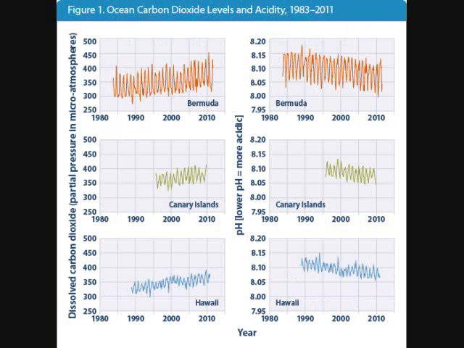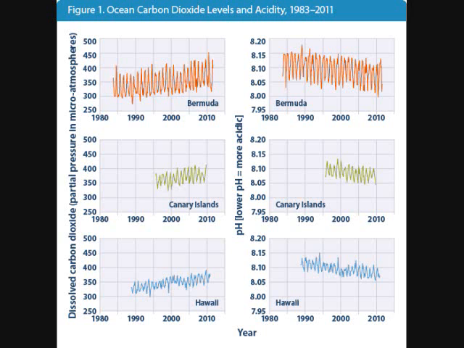Now this last ocean indicator is the dissolved carbon dioxide in the ocean water. What's happening is, as the carbon dioxide in the air increases, more carbon dioxide is dissolved into the ocean water. And they've got two measurements here. This only goes back to 1983. On the left is carbon dioxide in the water, measured I'm not quite sure how, and I've got Bermuda, Canary Islands, and Hawaii.